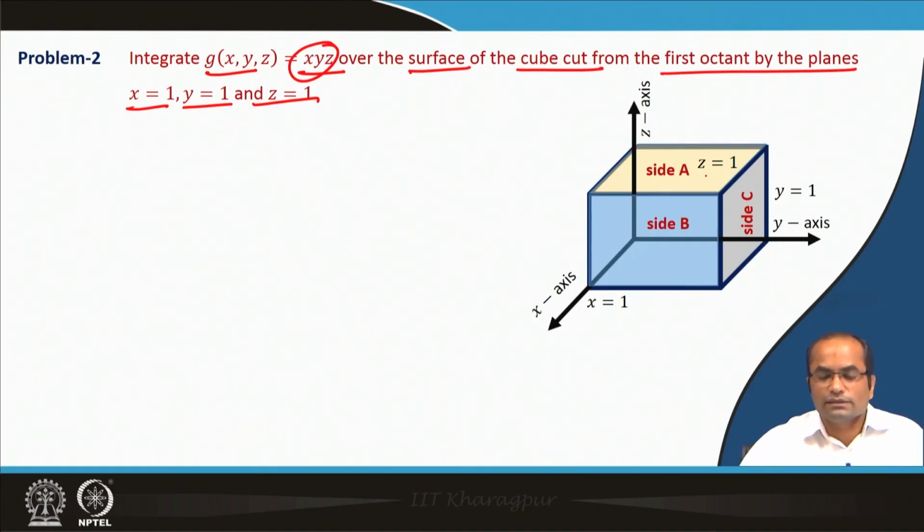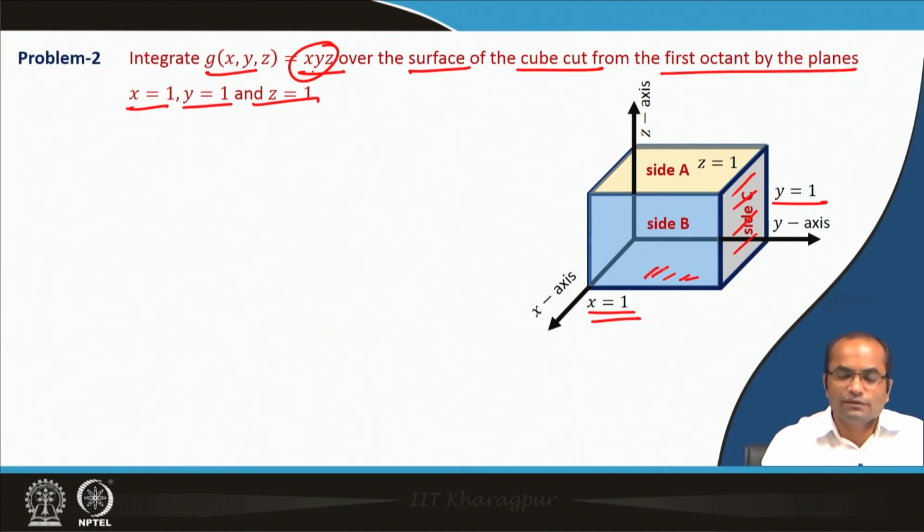There are 6 faces here. We named this the side A, where z is 1. Along this z axis, we have this side B, where x is equal to 1, and y equal to 1 is another side, and there are 3 more sides which are sitting on these axes. The interesting part is that we are integrating xyz, and along those 3 planes which are touching the axes, either x is 0, y is 0, or z is 0, so on all those 3 surfaces the integrand is going to be 0.